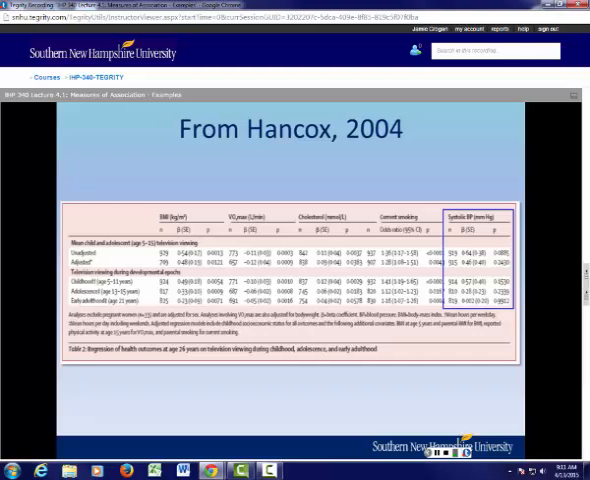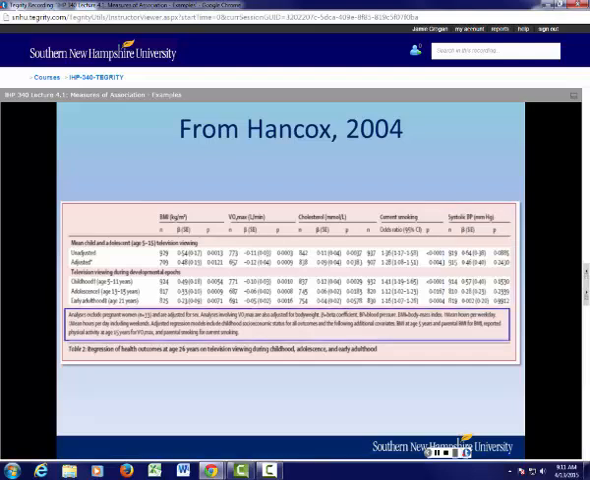Okay, so there are 5 different major adult health outcomes that were compared to childhood TV viewing. And these are all regressions. And actually you'll see they are multiple regressions because there are other variables that are included in these analyses as well.